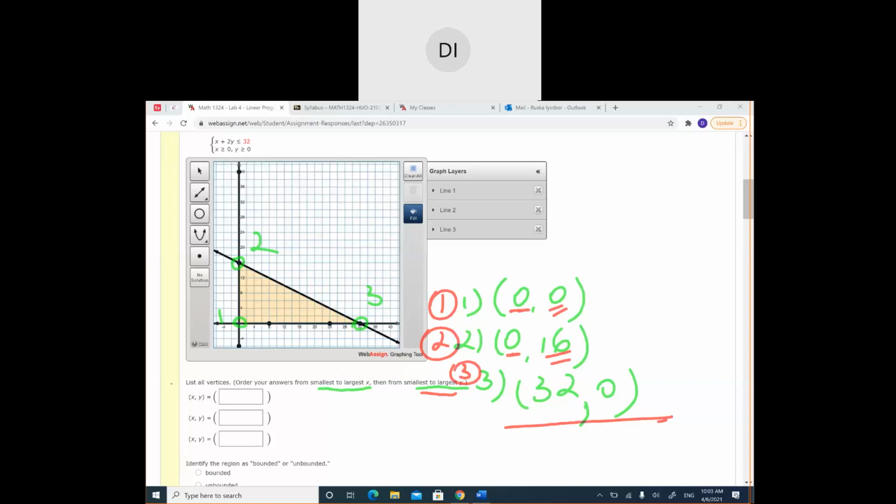You're just going to put the numbers because you have parentheses in your answer box. So just put 0, 0. The other one is going to be 0, 16. And the last answer is 32, 0. Okay, so these are the vertices. That's how you find the vertices of your area.